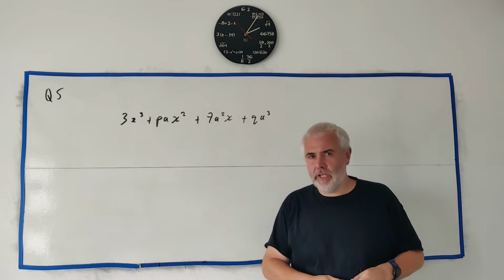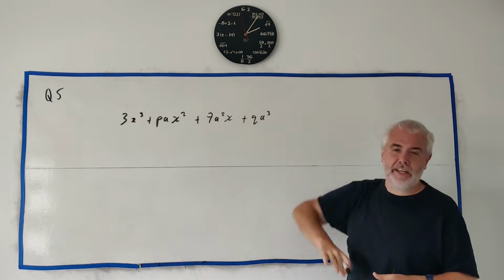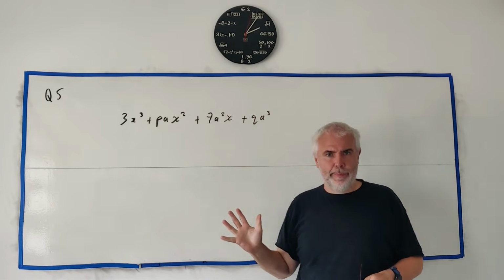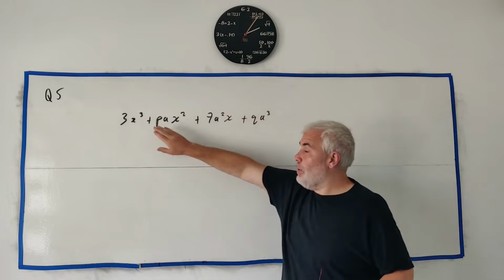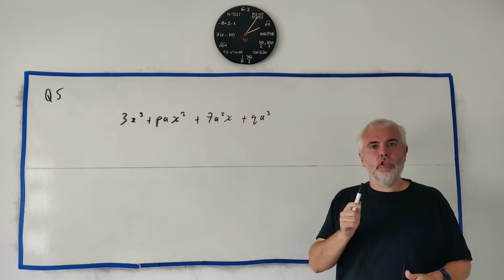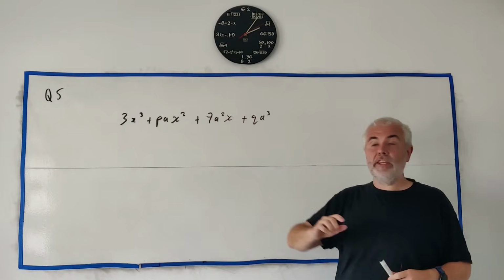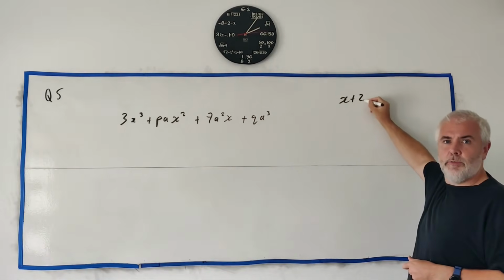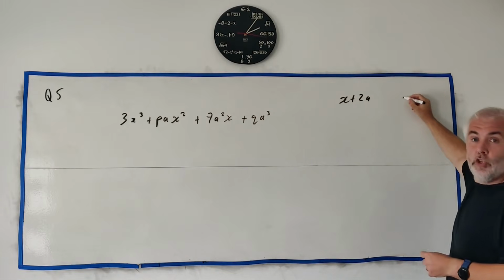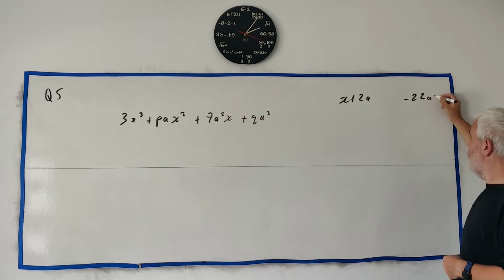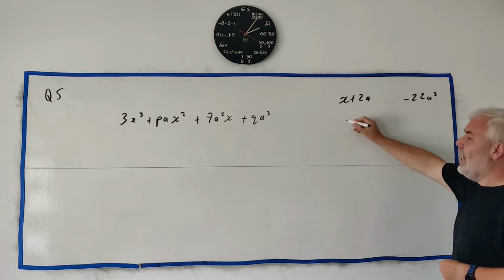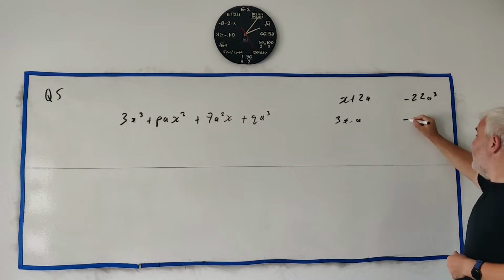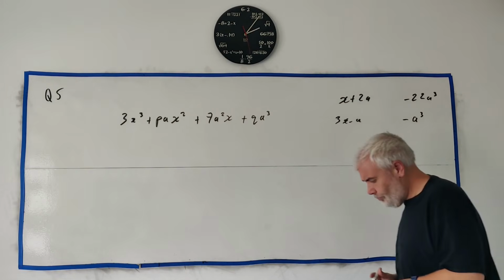In question 5, we're given this very messy looking polynomial, and we're given a couple of clues about it, but we're asked to find P and Q basically. The two clues we're given: when you divide this by x plus 2a, you get a remainder of minus 22a cubed. And when we divide by 3x minus a, you get a remainder of minus a cubed.